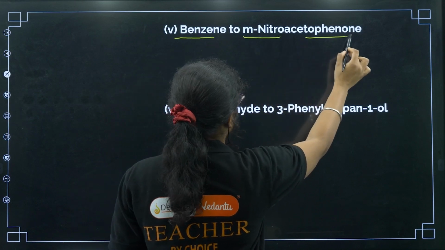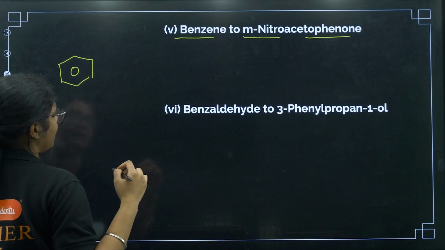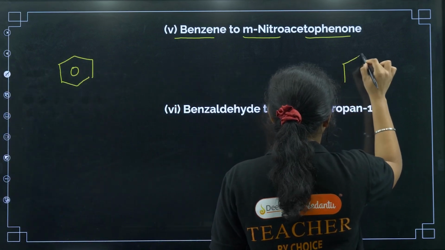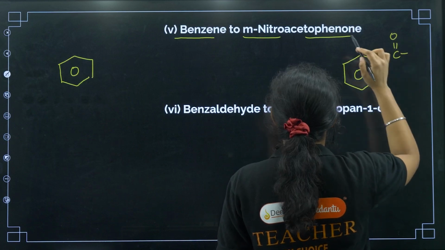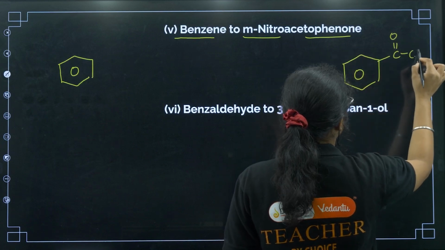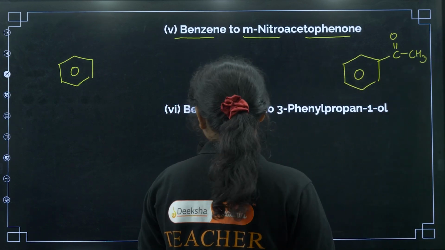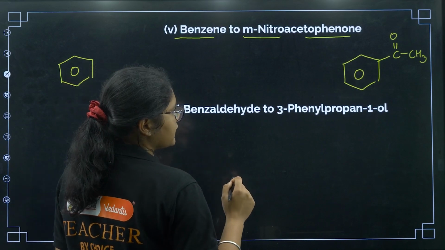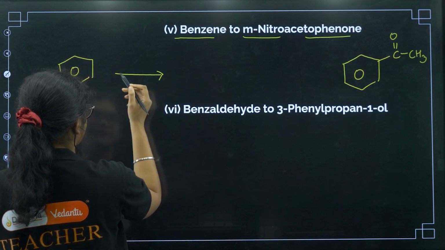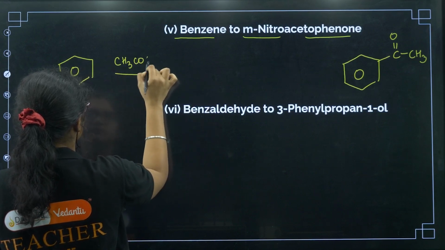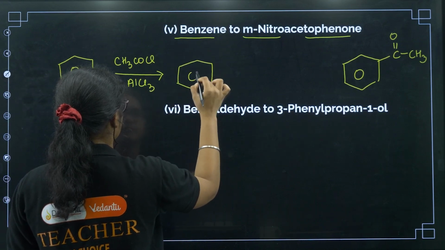Benzene to meta-nitroacetophenone. So we have benzene, and meta-nitroacetophenone. First of all, I can add this COCH3 group by Friedel-Crafts acylation, right? CH3COCl, AlCl3. So this will add the acyl group.